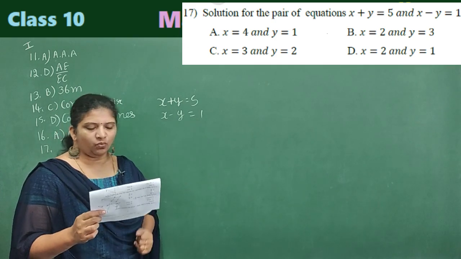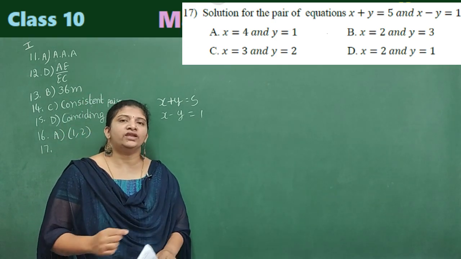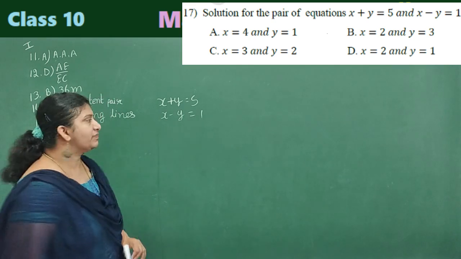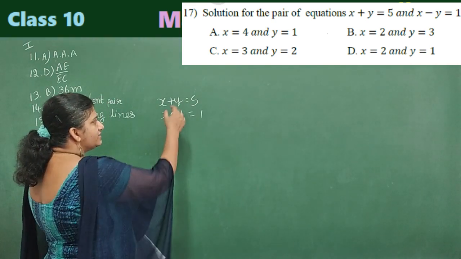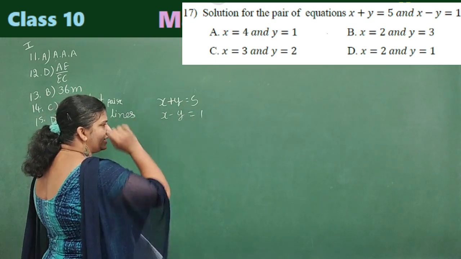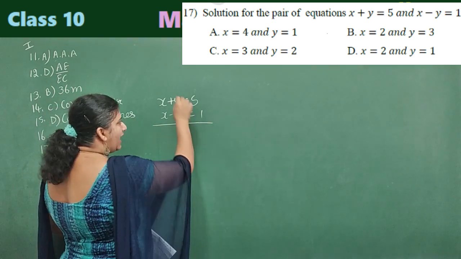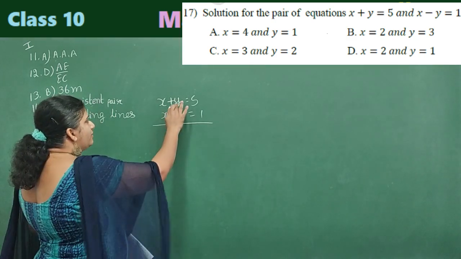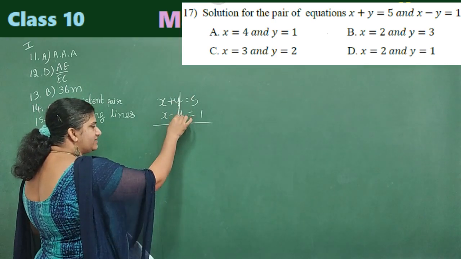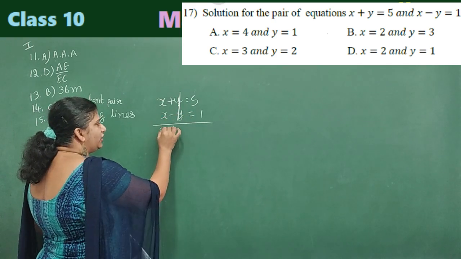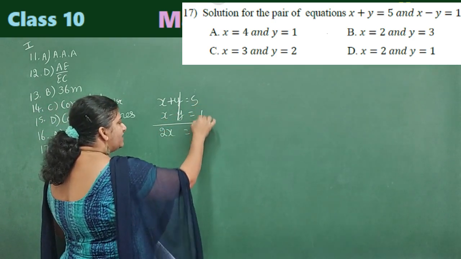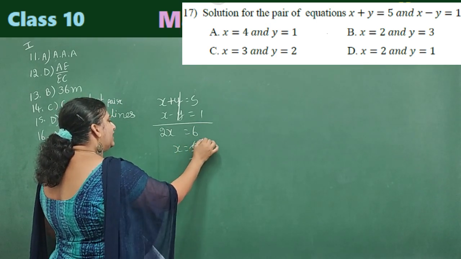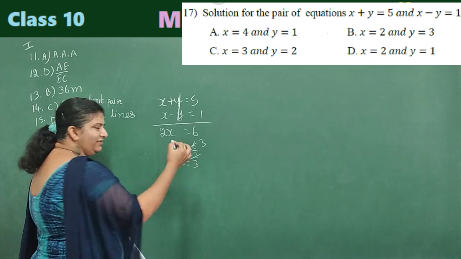17th one, solution for the pair of equations x plus y is equal to 5, x minus y is equal to 1. We need to find the solution, that means x value and y value. Observe the two equations. See here, plus y minus y. Directly you can add the two equations, no need of changing any sign. Plus y minus y gets cancelled. X plus x will be 2x. 5 plus 1, 6. X is equal to 6 by 2, that is x is equal to 3.